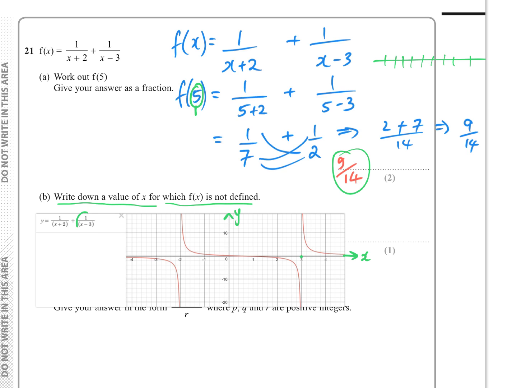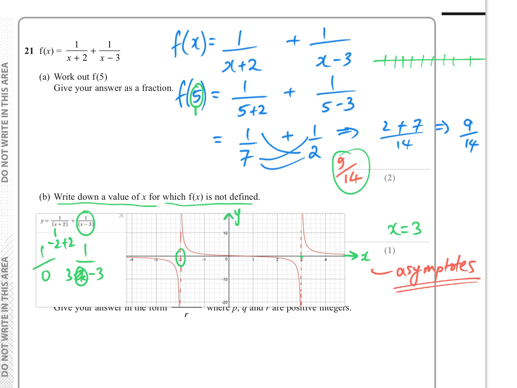That's because here, if that's 1 over x minus 3, when x takes on the value 3, we'd end up with 1 divided by 0, which is not defined. Okay? So one of the values could be 3. I'll give the other one as well, and you can probably see it from the graph. It's when x is negative 2. Because here, negative 2 plus 2 is also 0, and you can't do 1 divided by 0, it's just not defined. So these points here on the graph are called asymptotes, just in case you were interested.